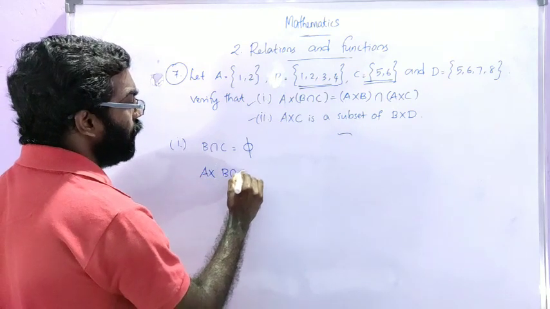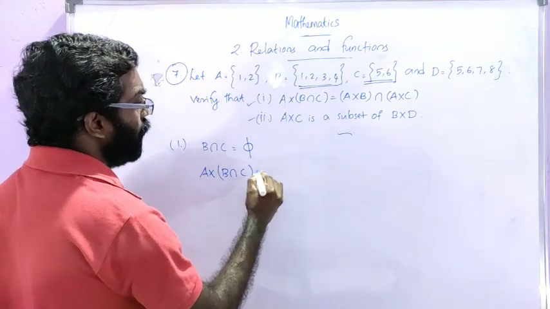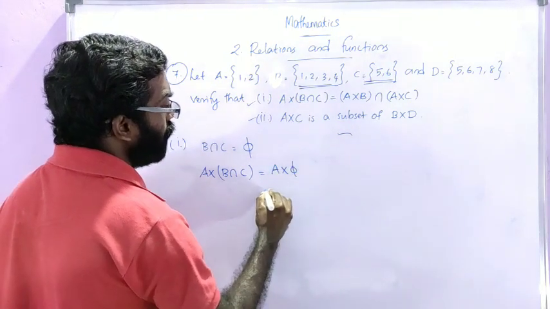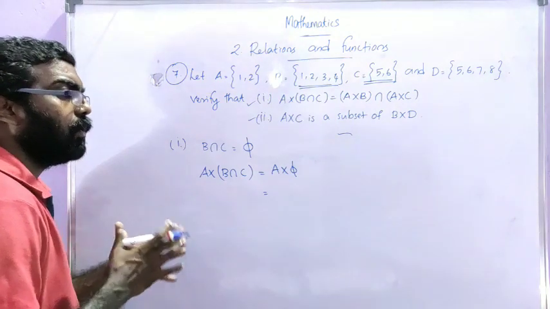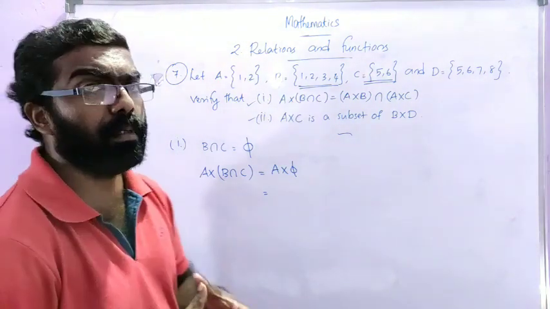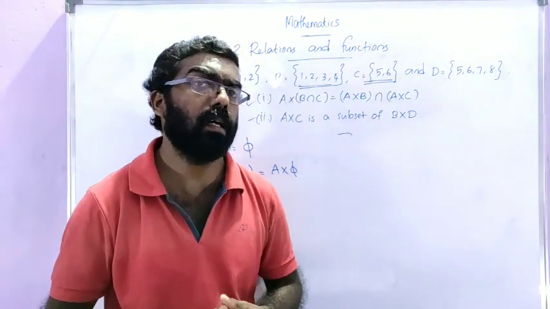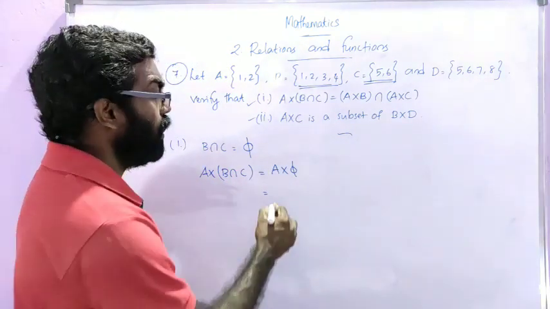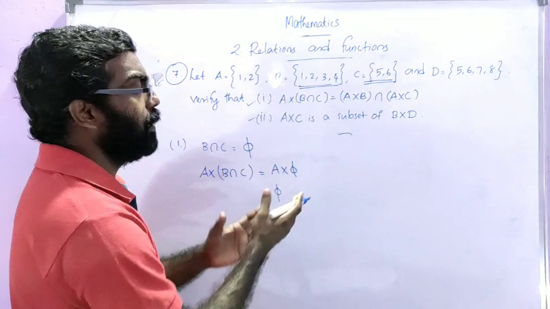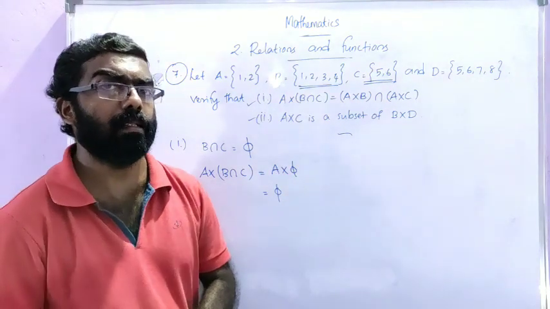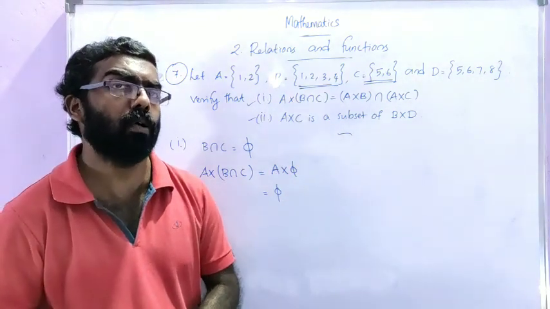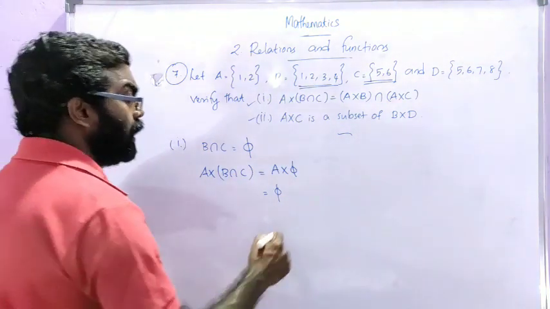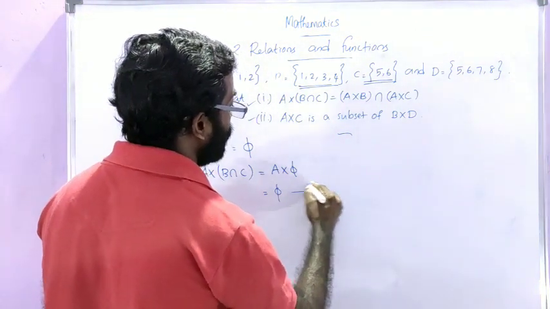Now A × (B ∩ C). That is A × 5. As per our definition, if any one of the sets is an empty set, then A × B is also an empty set. A × 5 is equal to what? 5, because we cannot pair with the null set, since there are no elements. So A × 5 is equal to 5. We can take it as equation number 1.